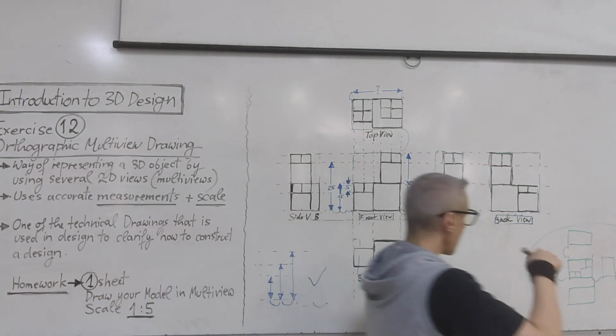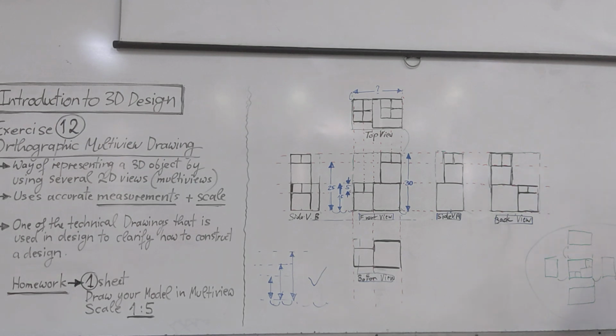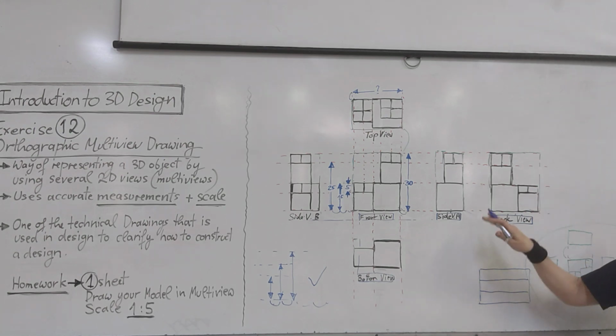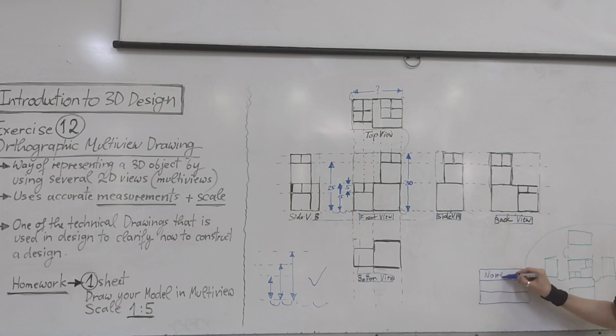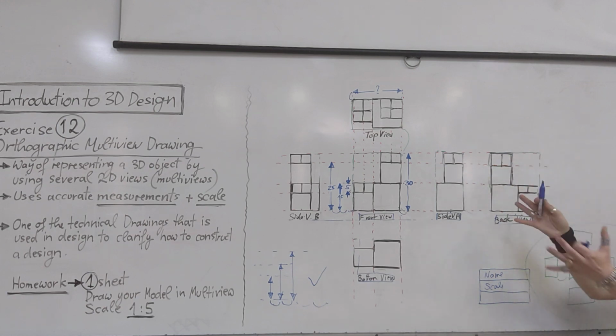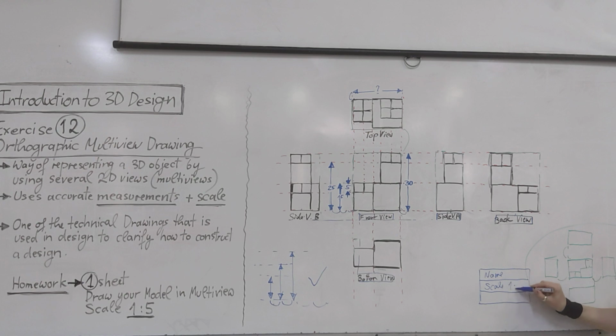Okay? In addition, this drawing is not complete until you put the box here with information. What information is needed? Now, in real orthographic multi-view drawings, there is a lot of information you need to put. In our case, we are just starting, and we have three main information that we need to put. Your name, okay, as a student. We have the scale. It's very important. We need to know how much you scaled it down on the drawing. Okay, scale 1 to 5.